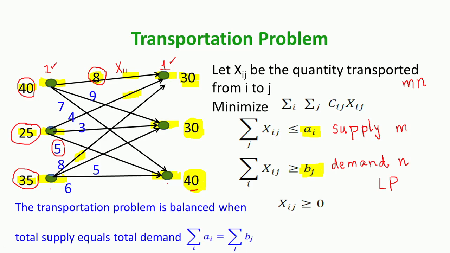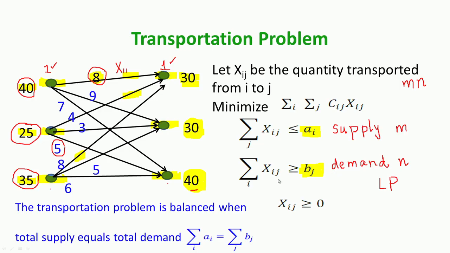Now, let us come back. For this transportation problem to have a solution, which means for us to meet all the demands and satisfy all the demand constraints, the total supply should be greater than or equal to the total demand. So, for this problem to have a feasible solution in the first place, sigma ai should be greater than or equal to sigma bj. Total supply is greater than or equal to total demand.